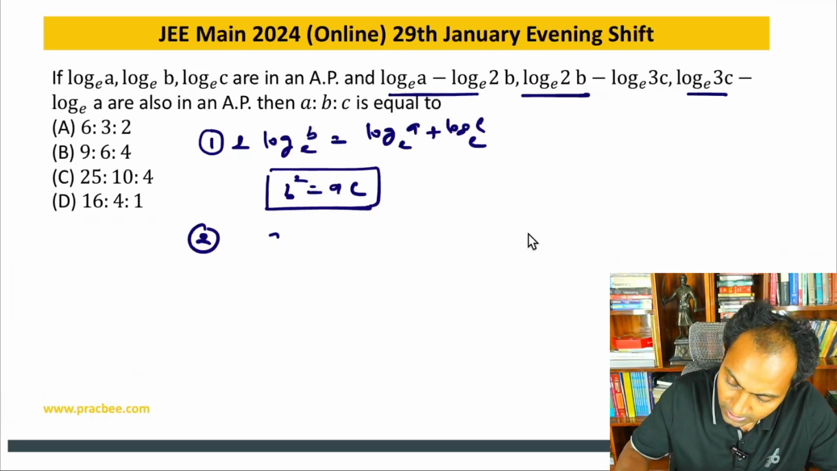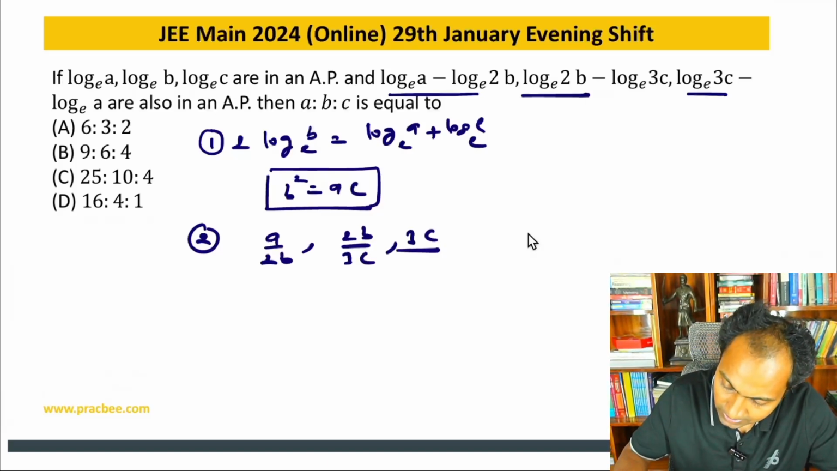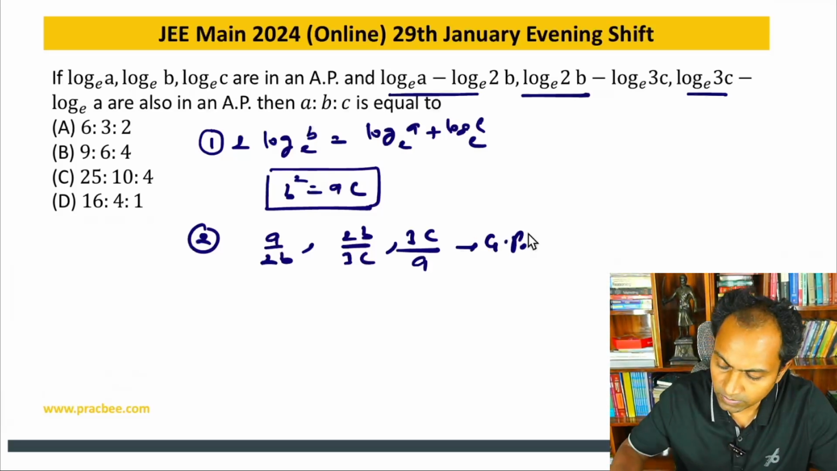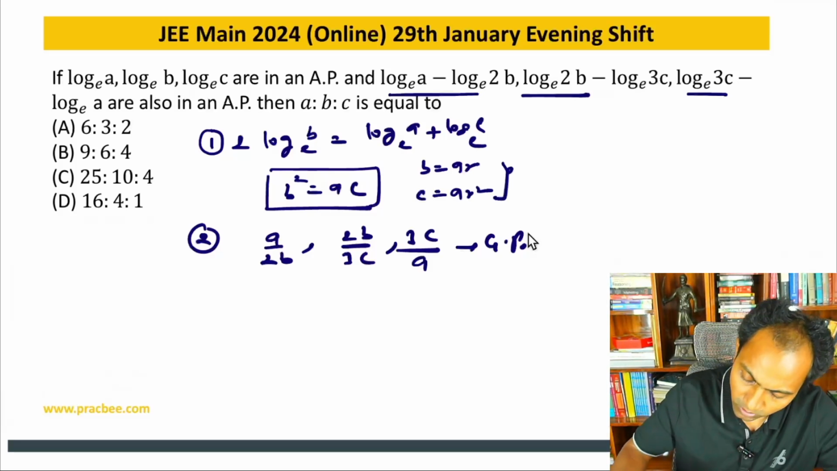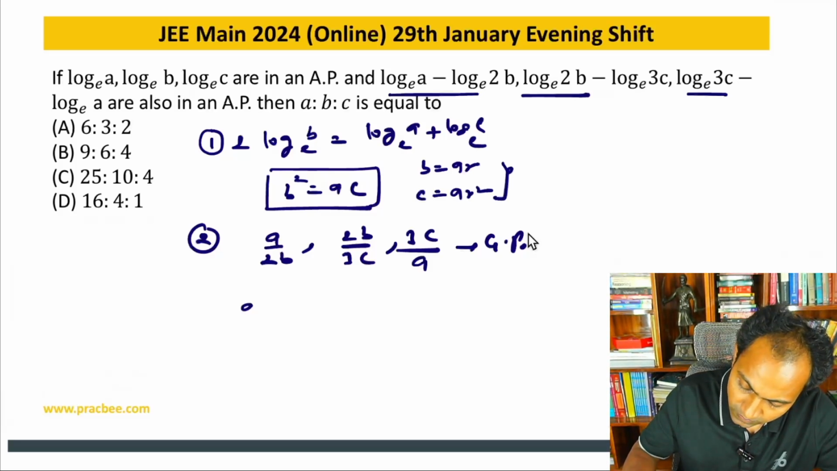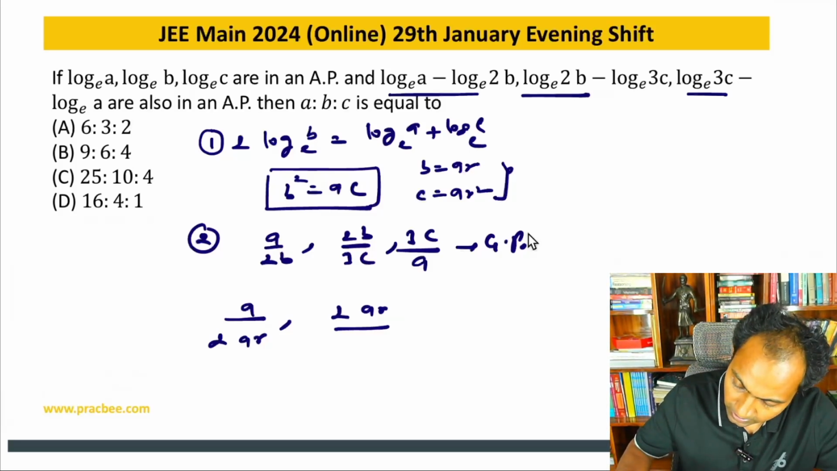And here you can see that using similar logic, a by 2b, 2b by 3c and 3c by a, this will also be in GP. Similar logic. Once you figured this out from the first part, we can put b as nothing but AR and c as nothing but AR square. This is important. If I substitute this here, this will become a, this will become AR. This is 2AR by 3 times AR square, and the last part would be nothing but 3 times AR square by a.